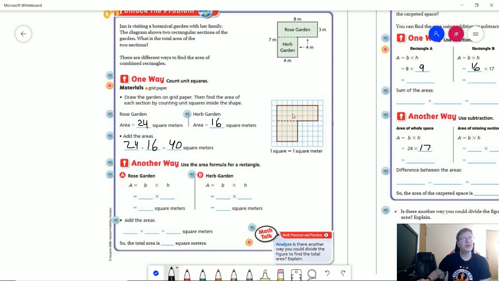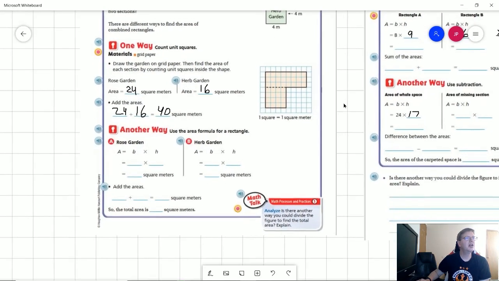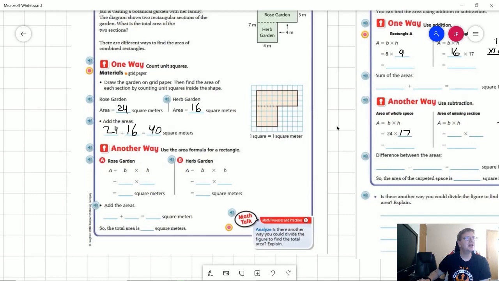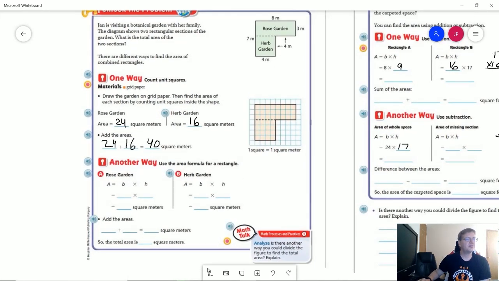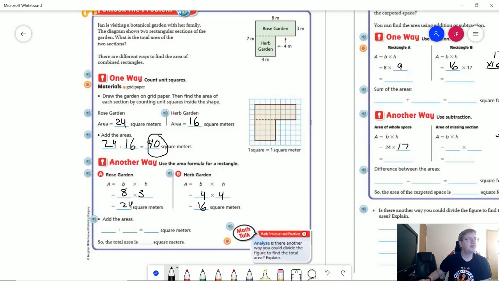So that is one way that we can do it, but most of the time we're actually going to do some kind of multiplication problem followed by addition. So to start with, I want to at least leave this where you can see the numbers at the top. For the rose garden, we're going to be looking at a base of 8 times a height of 3, and that is going to give us 24. And then for our herb garden, we're going to have a base of 4 times a height of 4, and that would give us 16. And again, we're going to get the exact same answer that we started with from doing it the first way, and that would be 40 square meters.